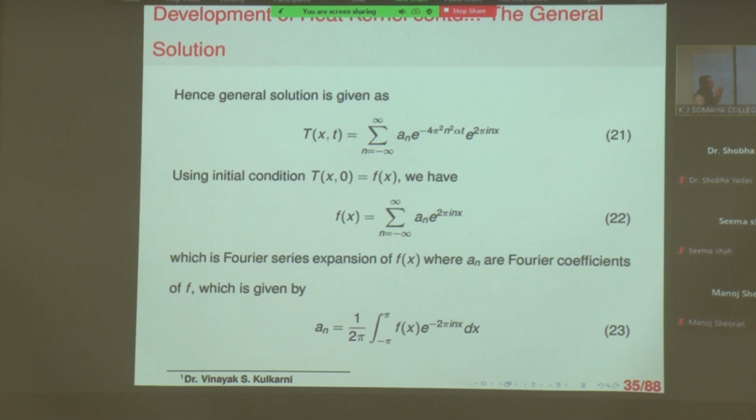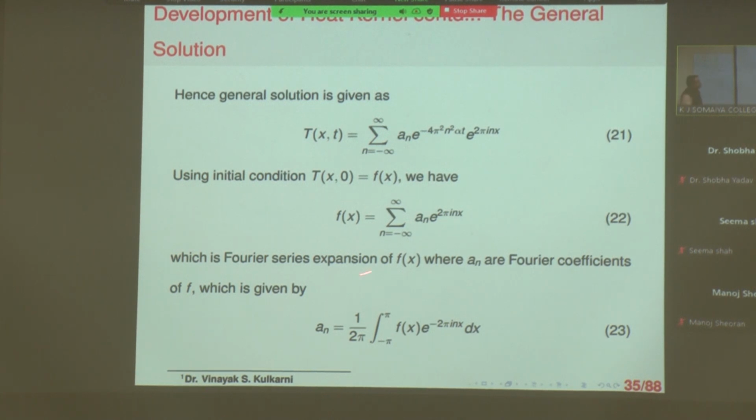I have taken the advantage of the orthogonality property of trigonometric functions. Here also I can take the advantage of the orthogonality property of the exponential function. I can multiply both sides by e to the power minus 2 pi i n x and integrate where x varies from 0 to 1, so integrate within 0 to 1. So that way also I can find it out.